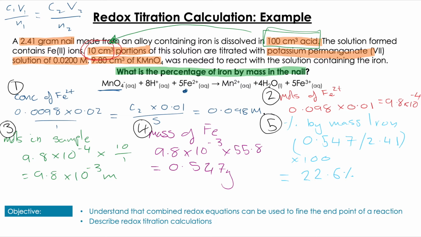So we have 5 overall steps to get that done. Find the concentration of the iron, find the number of moles of the iron in our titration, work that back to find your moles in your sample, which you then convert to a mass in step 4, and find the percentage mass in step 5.